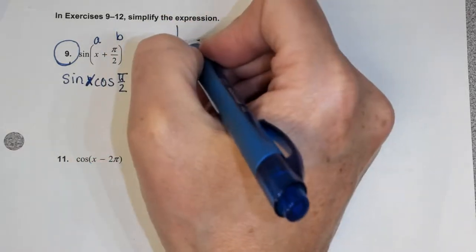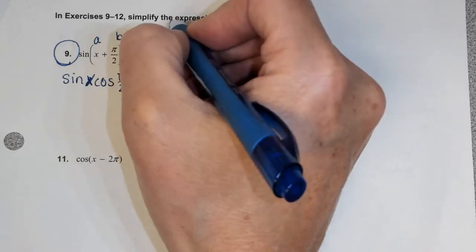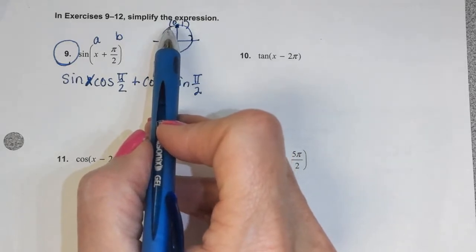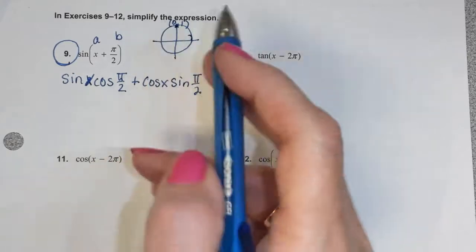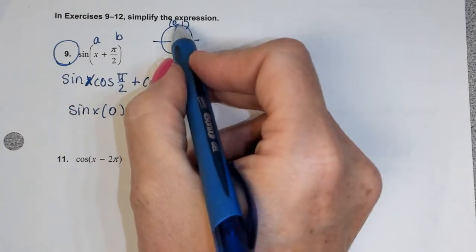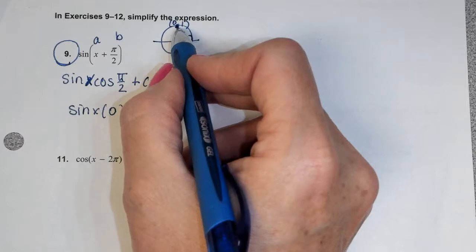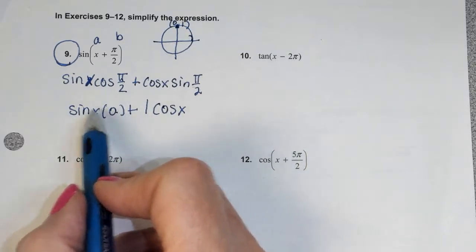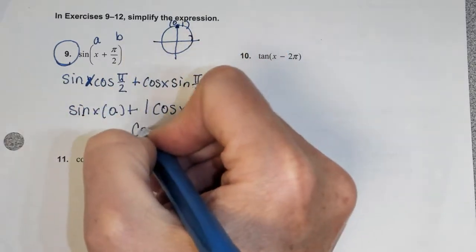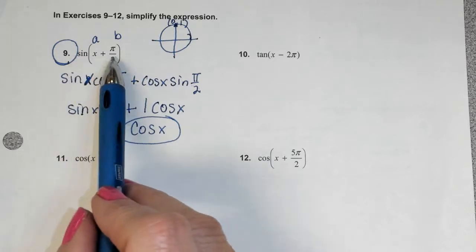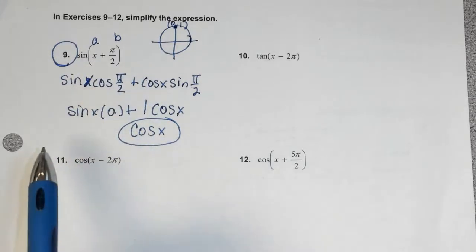So we need to think, what is the cosine of pi over 2 right here? Well, this point is (0, 1). So what is the cosine of pi over 2 going to be? Just 0, right? It's the x value. So we're going to have sine x times 0 plus, and then what's the sine of pi over 2? 1. So it's going to be 1 times cosine x. And so 0 times anything is just 0, so my answer would just be cosine x. So if I had to plug in a value for x, I could just do cosine x. All right, any questions?